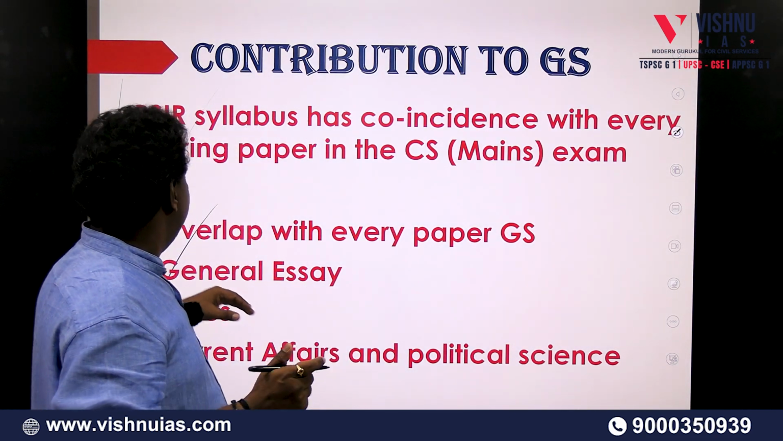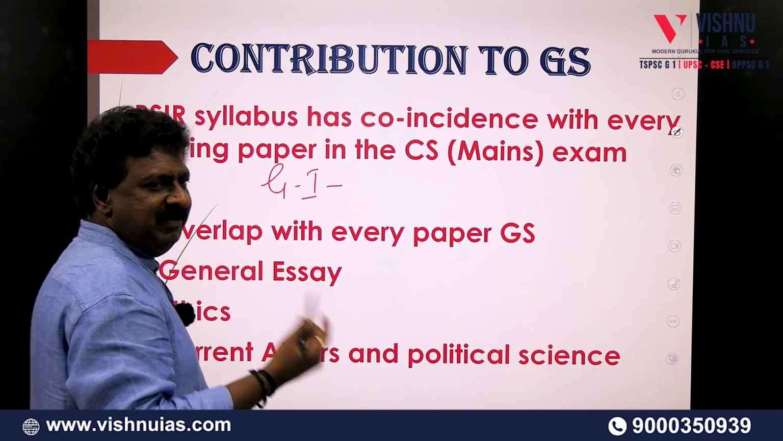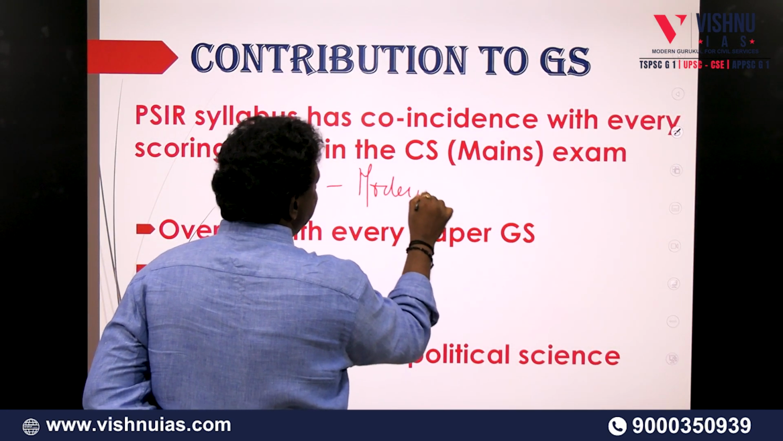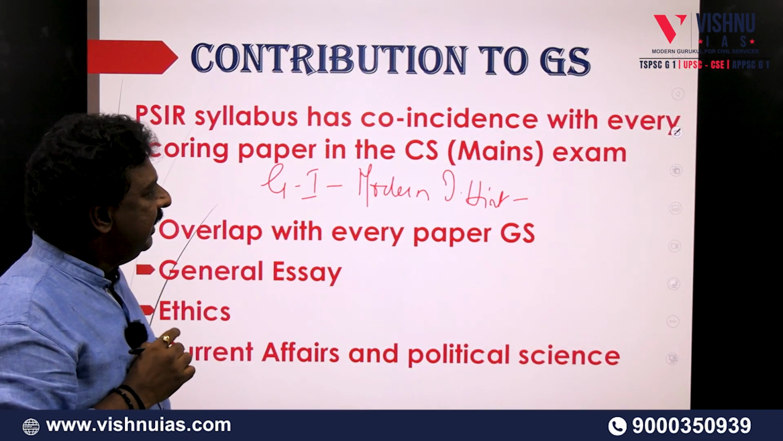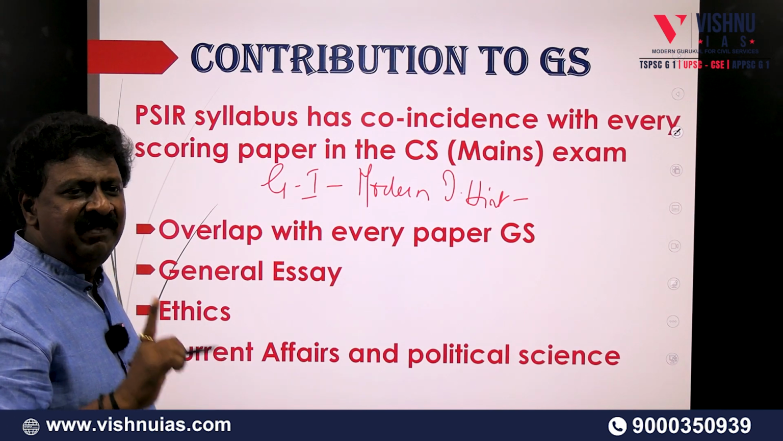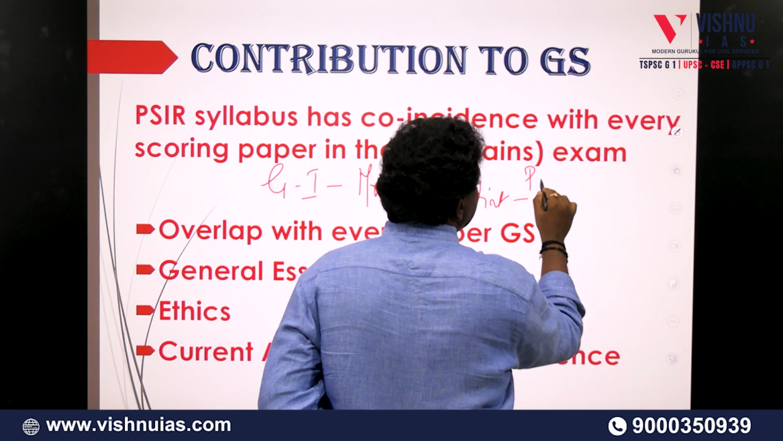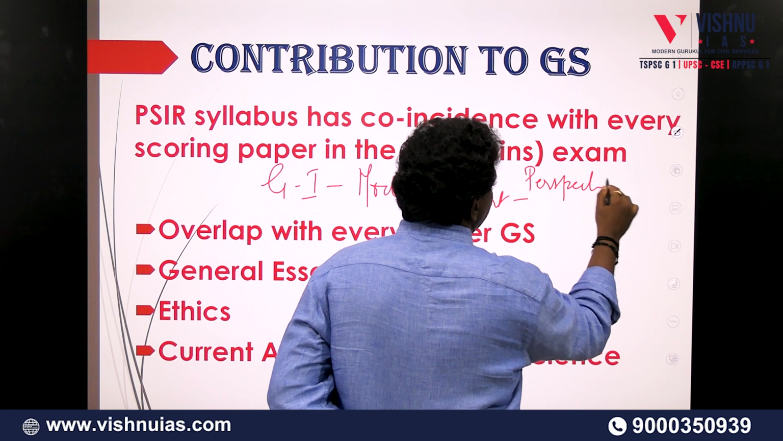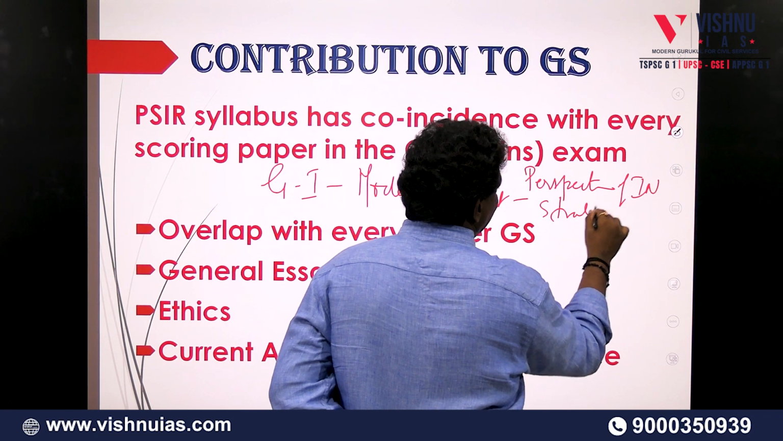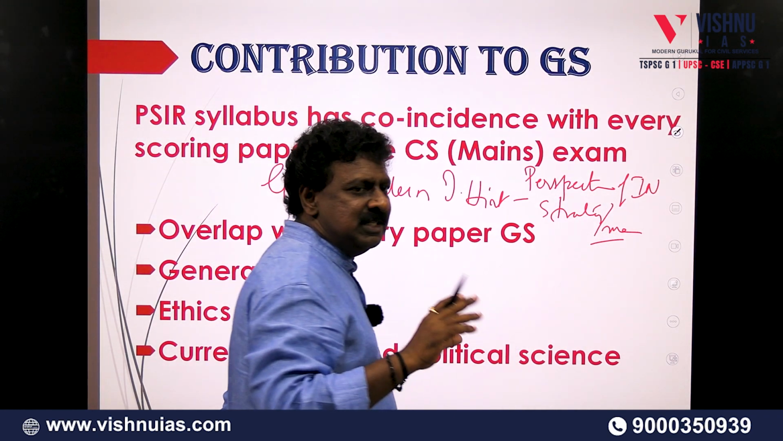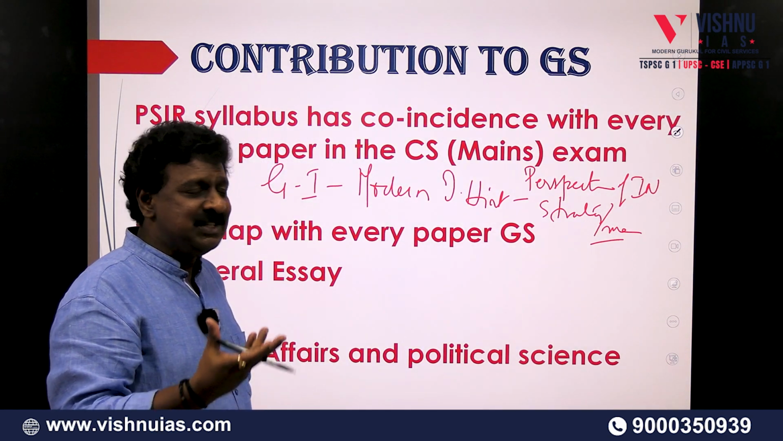For example, in general studies paper 1, we have modern Indian history, that is the freedom struggle, isn't it? And in political science also, you have the freedom struggle. You have topics like perspectives of the Indian national movement. Then you have strategies and movements. You study about the non-cooperation movement, civil disobedience movement, Quit India movement. You study about constitutionalism as a strategy.